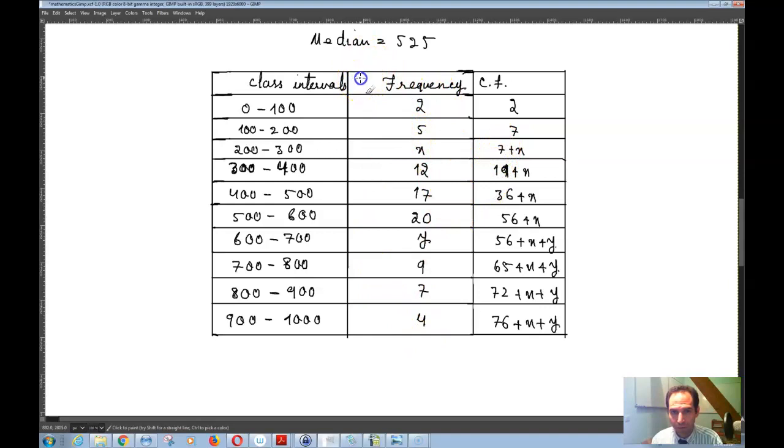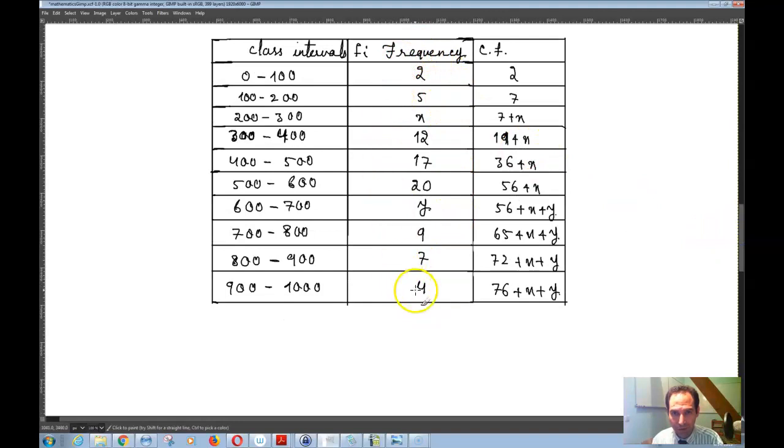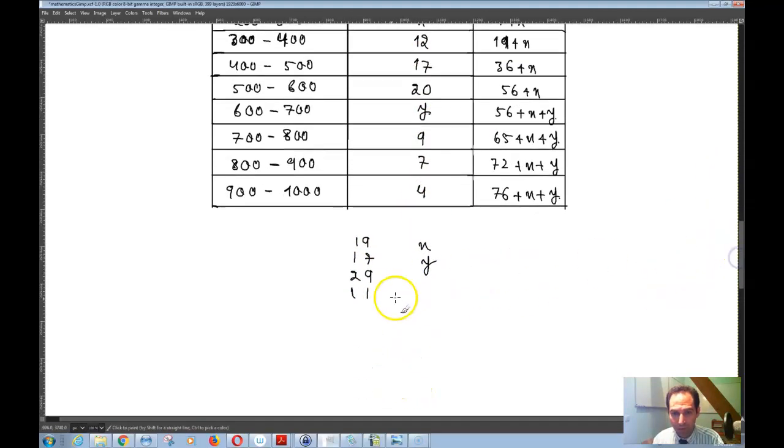Now the sum of the frequencies, sigma f of i, is basically all of these numbers added together. That's 7, 19 plus 17, and I have an x over here, then 29 and 11, and you have a y as well. So this is equal to 16, 16 plus 10 is equal to 26, and that's 40, 60, 76. So your n is equal to 76 plus x plus y.